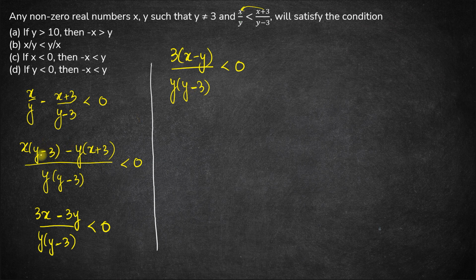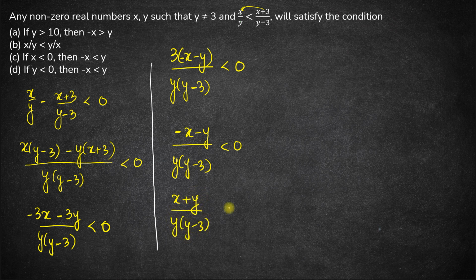And since this is y minus 3, we'll have minus 3x over here, so we'll have minus xy over here. Now dividing by 3, we have minus (x minus y) upon y times (y minus 3) is less than 0. And multiplying with a negative sign to make this positive, this will become (x plus y) upon y times (y minus 3) is greater than 0, because multiplying with a negative number reverses the sign of the inequality. So this is what we get: (x plus y) upon y into (y minus 3) is greater than 0. Now which of these options is correct is what we need to figure out.